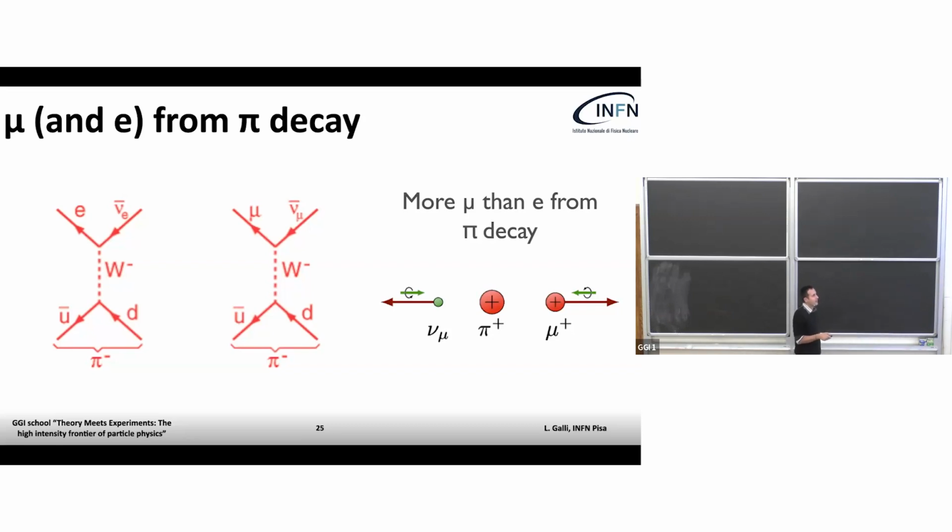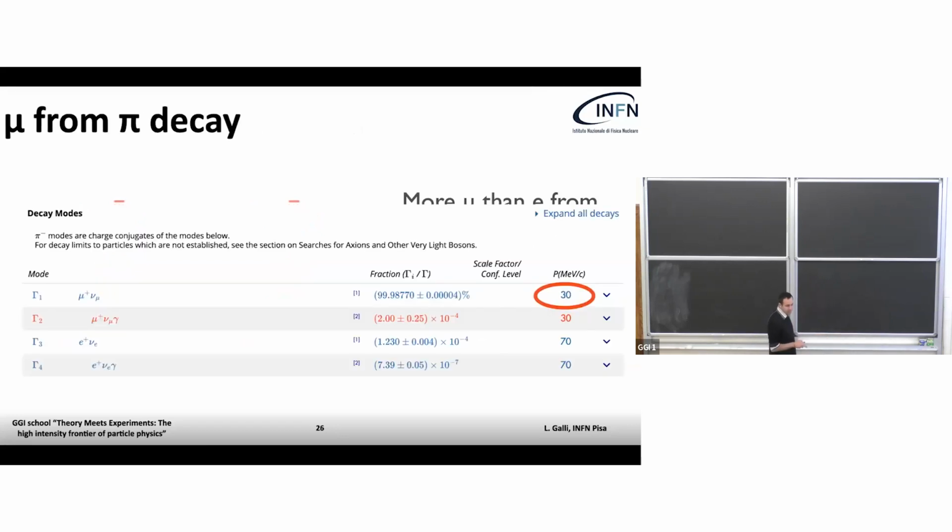Because neutrinos are massless, the neutrinos are always left-handed, and what remains has to be a muon or electron. Since the muon is heavier than the electron, it's more possible for it to also go left, being a muon plus instead of an electron. So if you have a large number of pions, then you also have a large number of muons. And if you take the PDG table, you see that 99% of the decay of the pi plus is into muon plus.